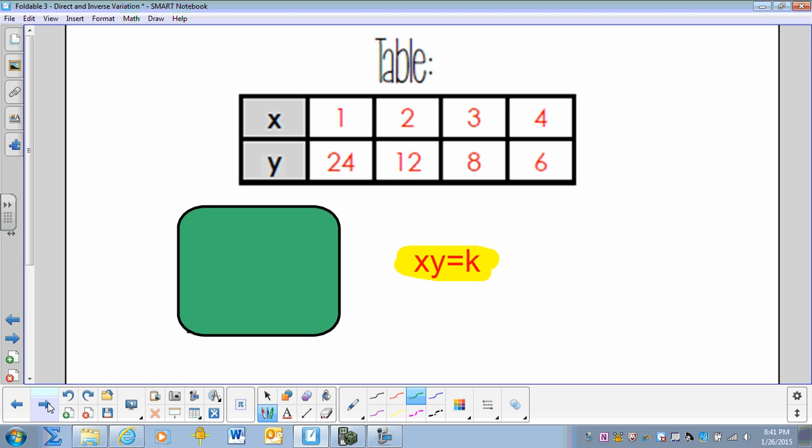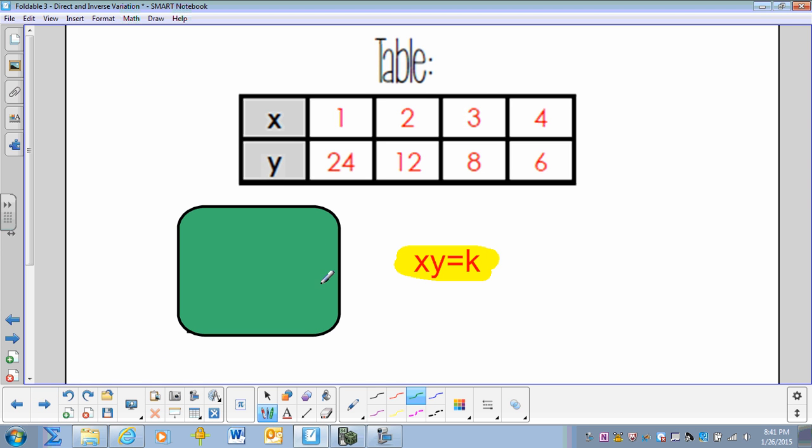Let's make a table that represents an inverse variation. The x values are 1, 2, 3, and 4. Our y values are 24, 12, 8, and 6.